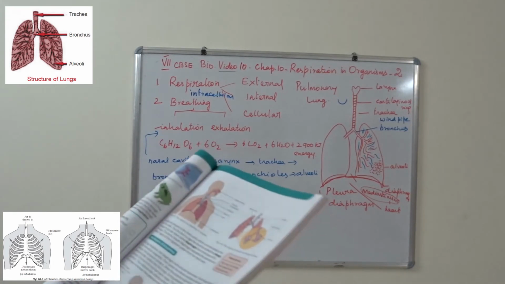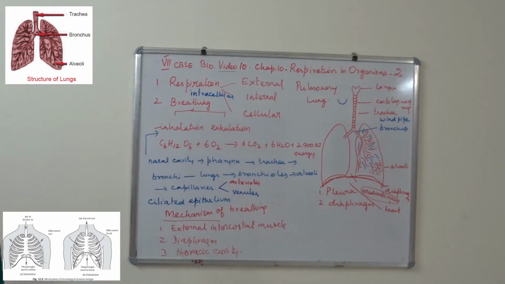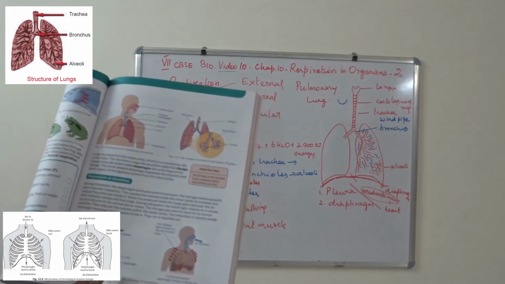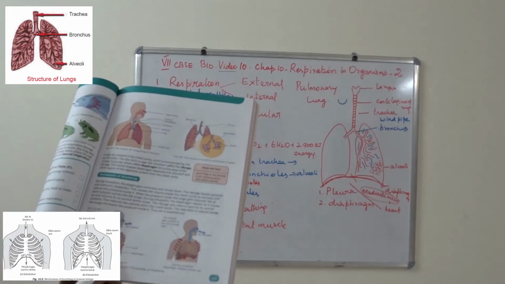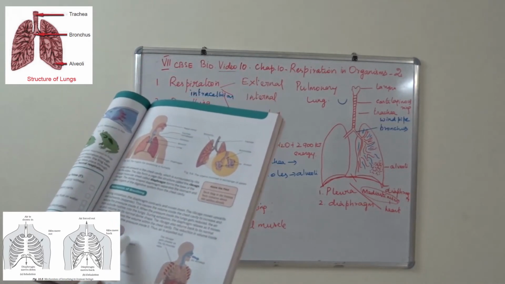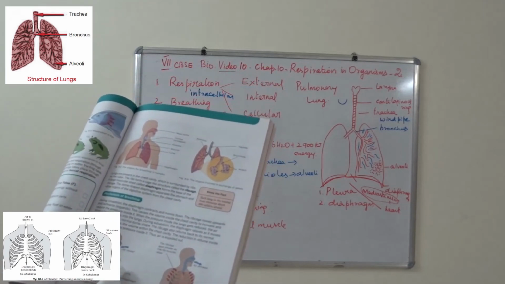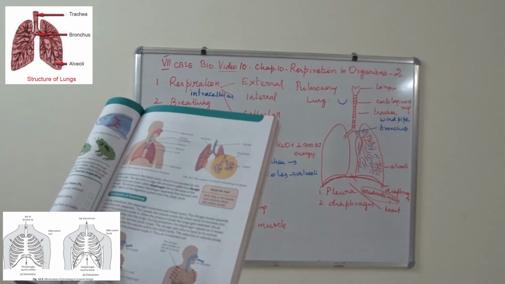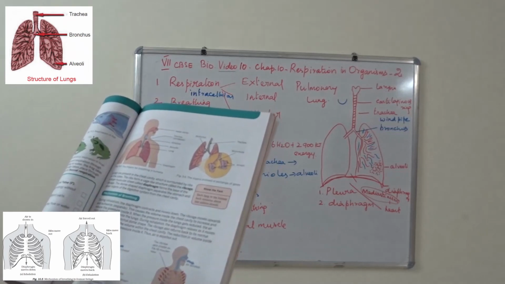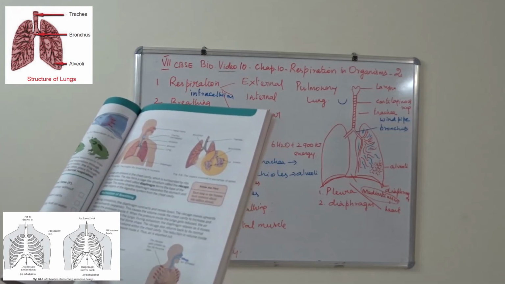So, look here. Air inhaled, as during inhalation, the diaphragm moves down. Can you see? The diaphragm moves down, so air goes in. The diaphragm moves down and the ribcage expands. So, the volume of the thoracic cavity increases. At the same time, the air pressure inside the thoracic cavity is lower than outside. So, air is pushed in with the oxygen.